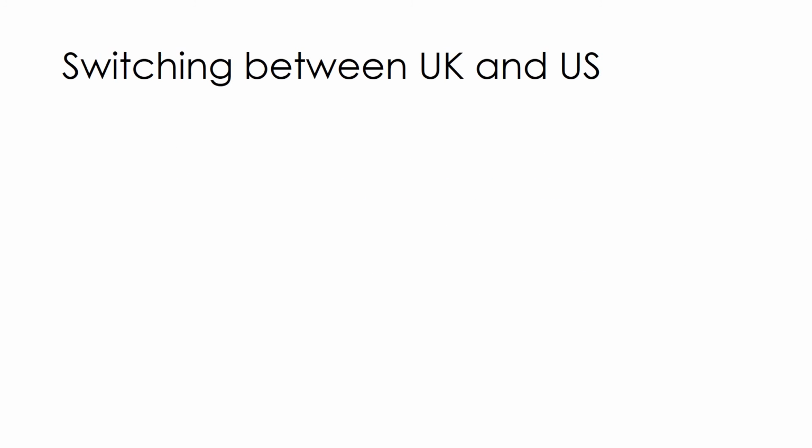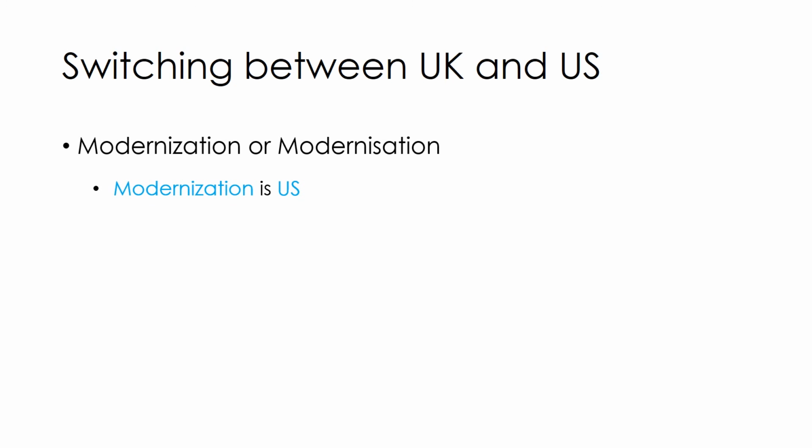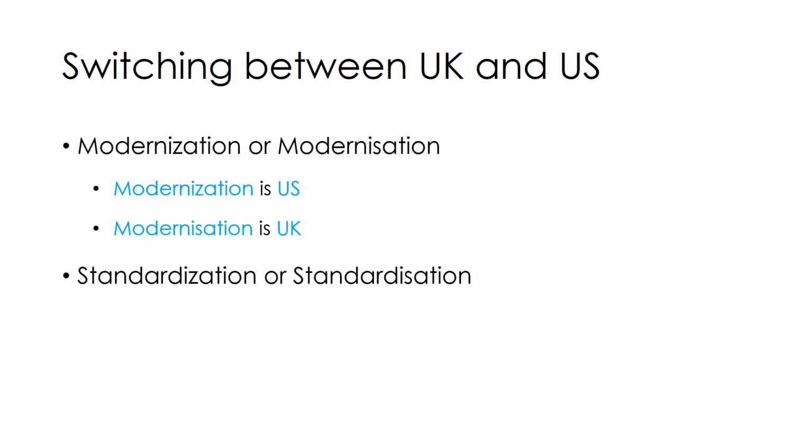Switching between UK and US. Different continents use different English. Some use UK while others use US. For example, modernization or modernisation. Even though both of these words sound similar, the spelling is different according to the origin. Here, modernization is US and second modernisation is UK. Another example is standardization or standardisation. Here, standardization is US and standardisation is UK.